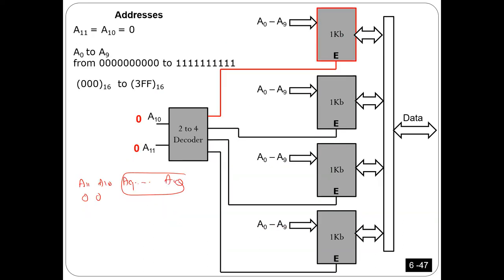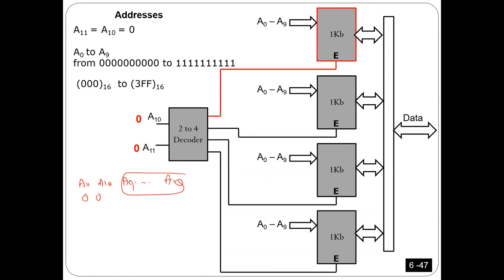So what you need to know here is, how can you calculate the addresses of each chip? Very simple, okay? And this will be in the exam. It's very simple if you understand it. It will be even simpler than this one. So what range of addresses do you have here for this one? What range of addresses do you have here?